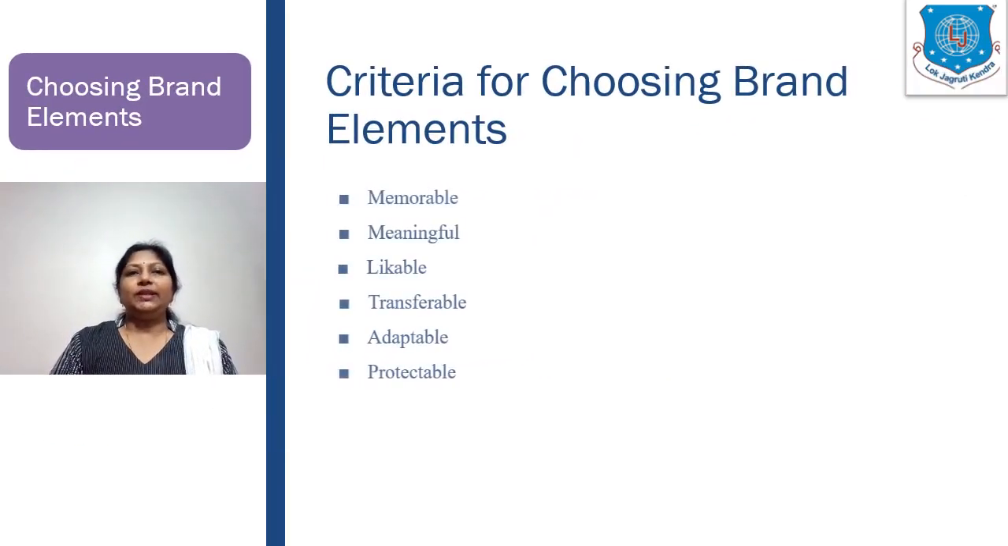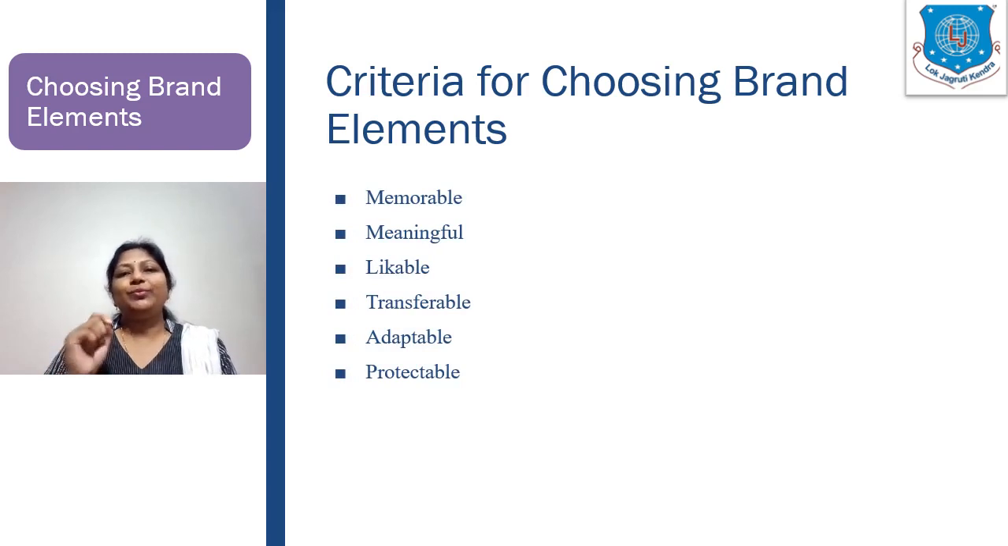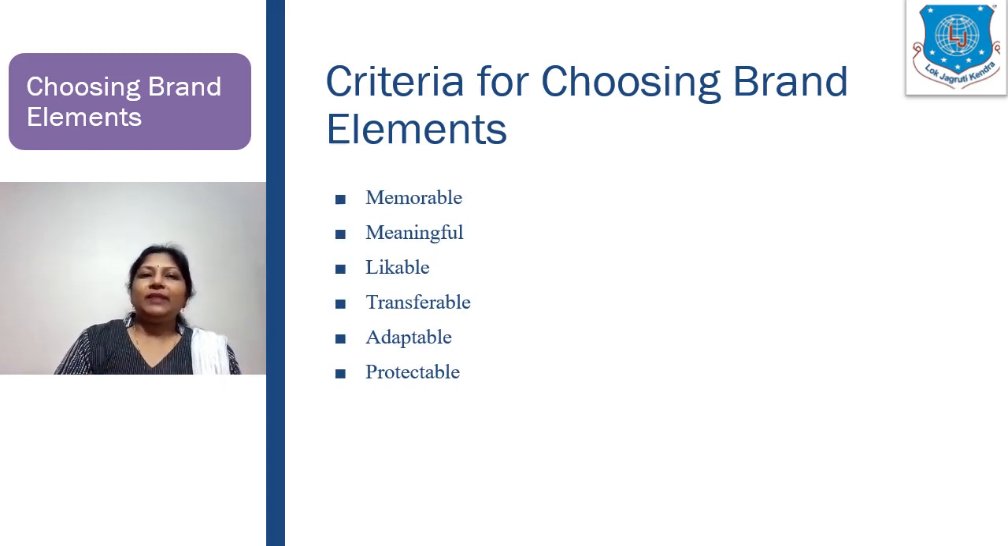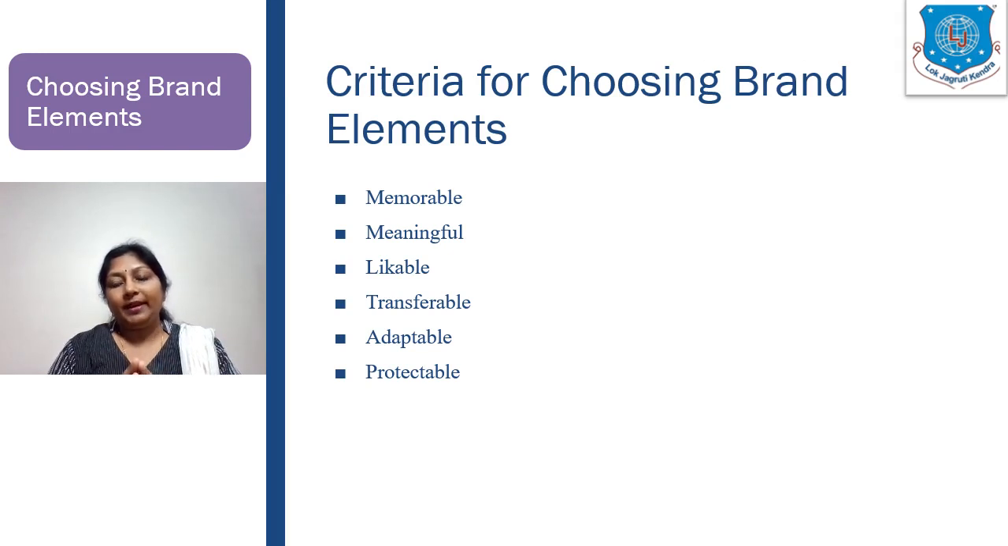The next question that comes is how to choose brand elements. What is the selection criteria? Like we just discussed, the selection criteria would be being memorable, meaningful, likable, and at the same time transferable, adaptable and protectable. Let us see what each one of them individually means and how it adds to the value of the brand equity.